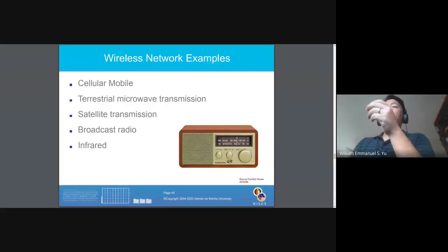So wireless environments can carry many types of signals, and these are just some of the examples. So cellular mobile is one, and it's the most common use. So you can run data networks. You can browse the internet over your mobile phone.